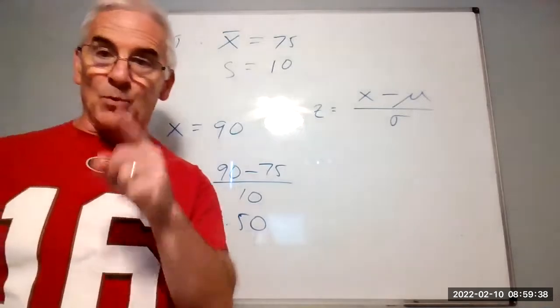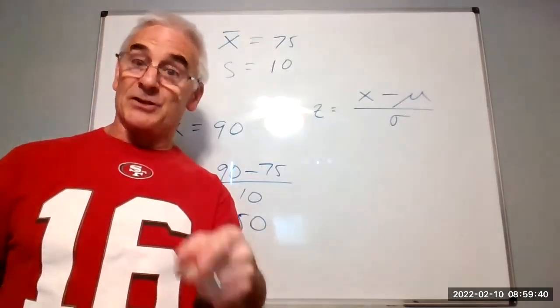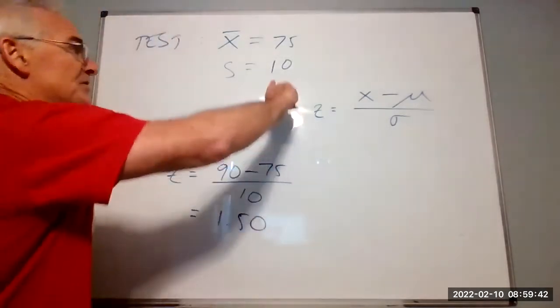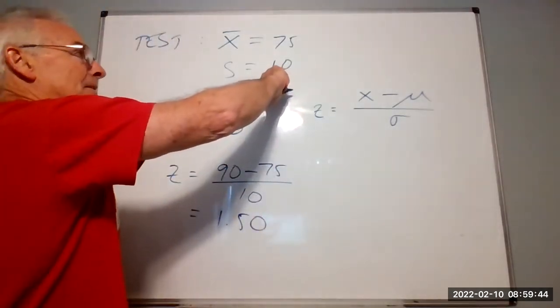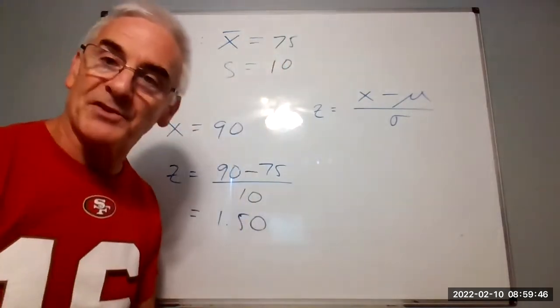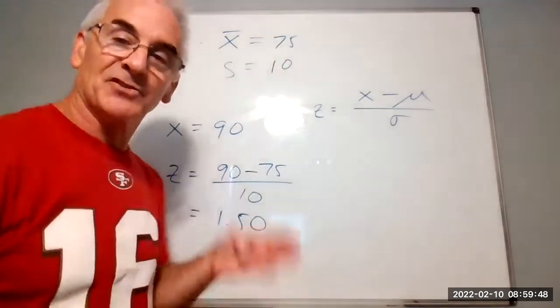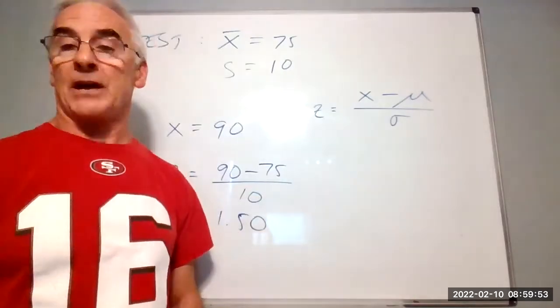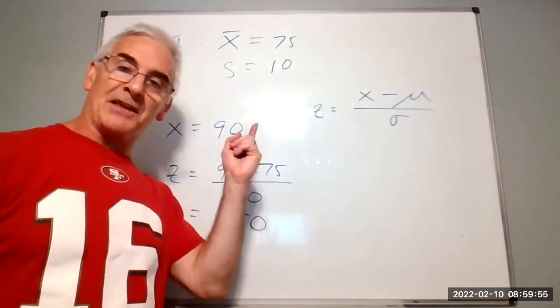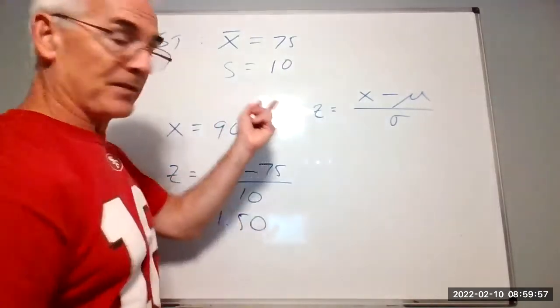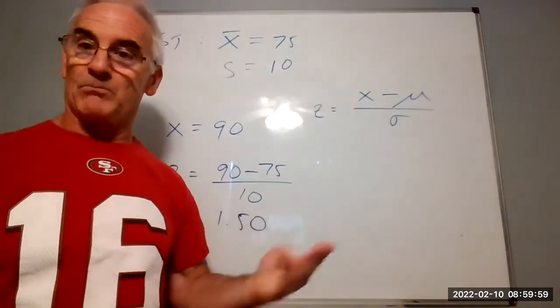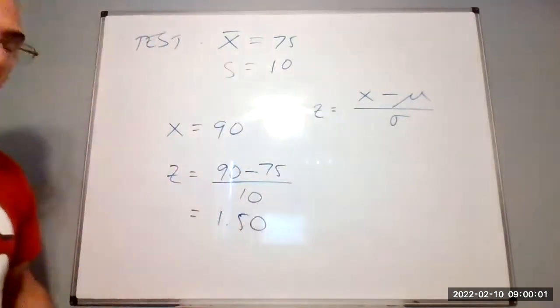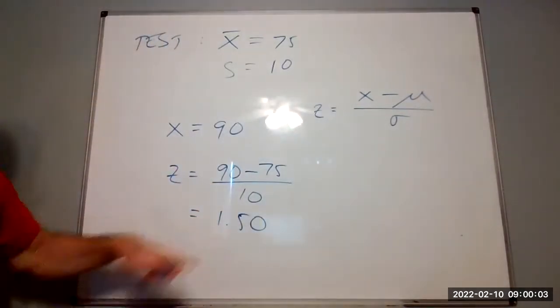That means you're exactly 1.5 standard deviations above the mean. If the standard deviation is 10, then 85 would be 1 standard deviation above the mean, and 65 would be 1 standard deviation below the mean. 95 would be 2 standard deviations above, 55 would be 2 standard deviations below, and so on. The z-score tells me the most information.